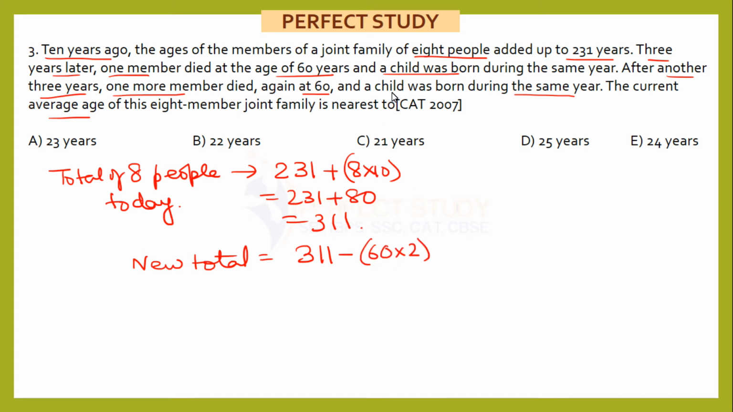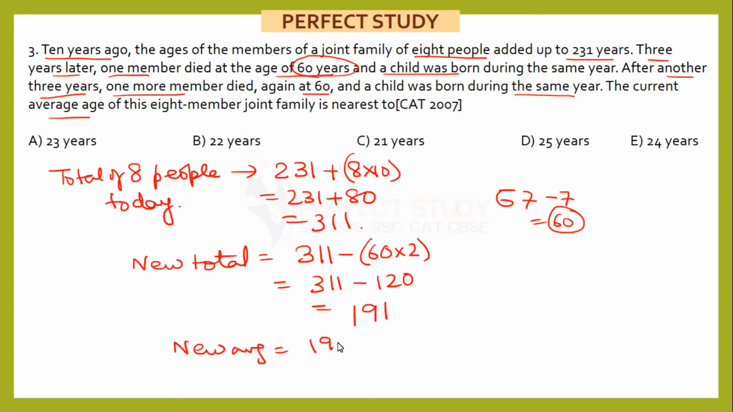Now if you are wondering why we have not added the age of the child, what it will be today, that is not required, because if the member would have been living today, he would have been 67 and the child is 7. So effectively always the loss is of 60 only. That is why this new total will be 311 minus 120. It is equal to 191. And my new average is 191 divided by same 8 members. It is 23 point something, approximate value will be equal to 24. That is option number E.